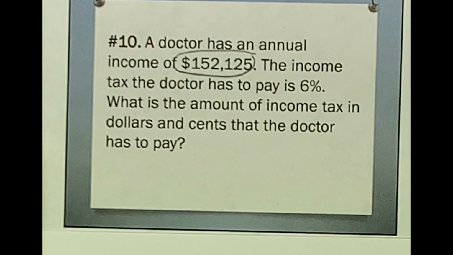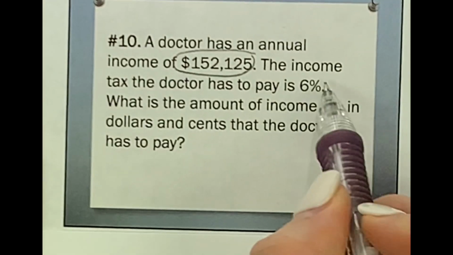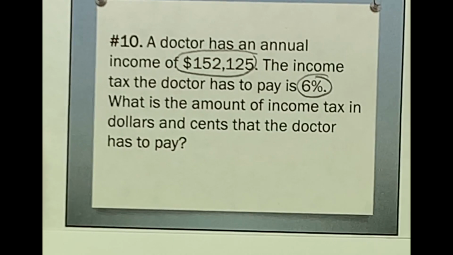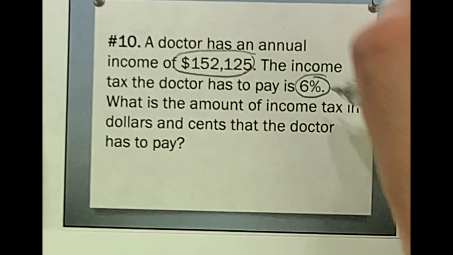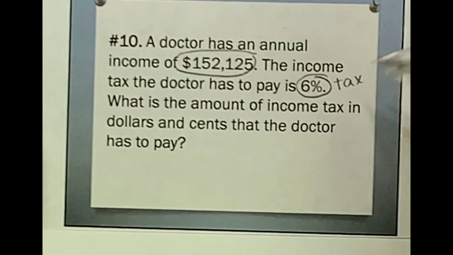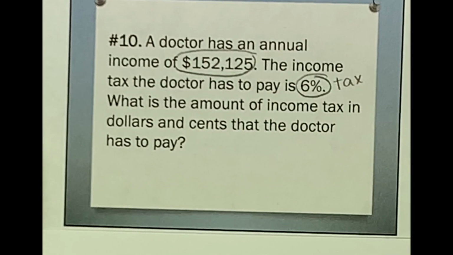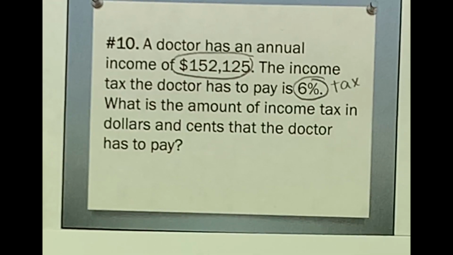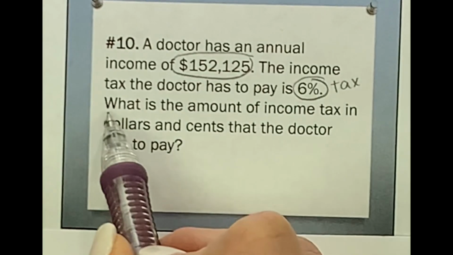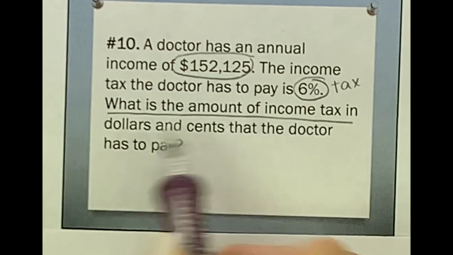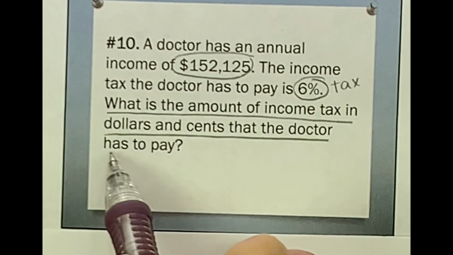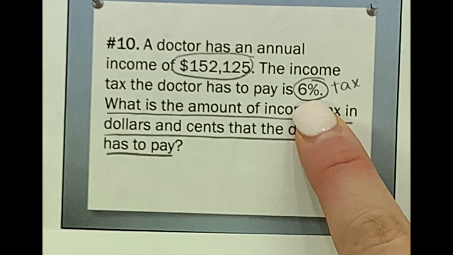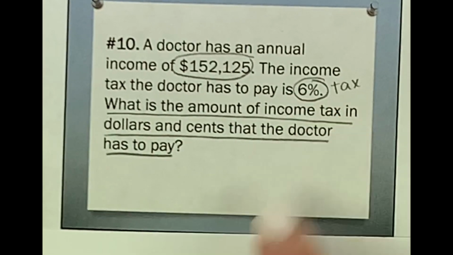It says the income tax the doctor has to pay is 6%. If I'm trying to decide what word describes that 6%, it would be the tax. Because remember, we have to pay taxes when we go shopping, but you also pay taxes on the money that you make when you start working. Okay, the question says, what is the amount of income tax in dollars and cents that he will have to pay? So since that's the percentage, that's the W #%.